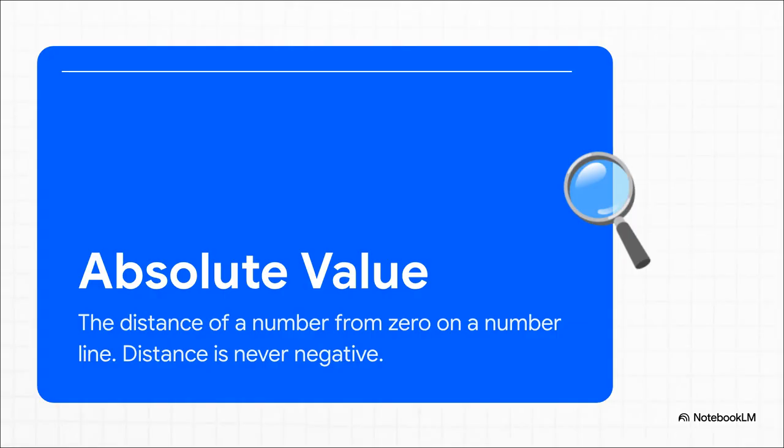So let's really nail this down. This is the one rule you have to burn into your brain. Absolute value is distance from 0. And because distance can't be negative, the answer to an absolute value problem can never be a negative number. It's always going to be positive or 0. That single fact is the foundation for everything we're about to do.